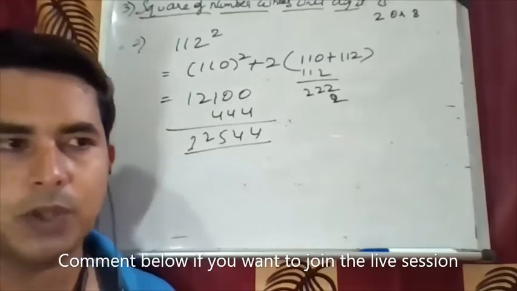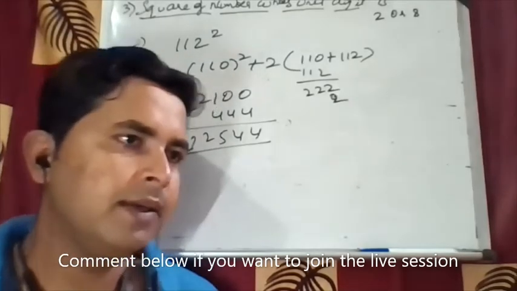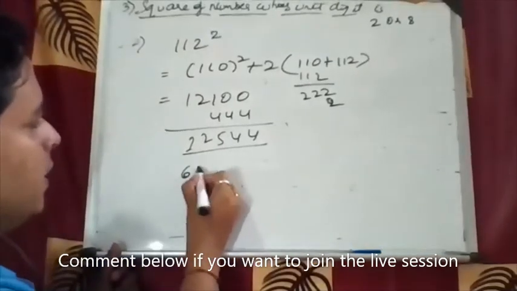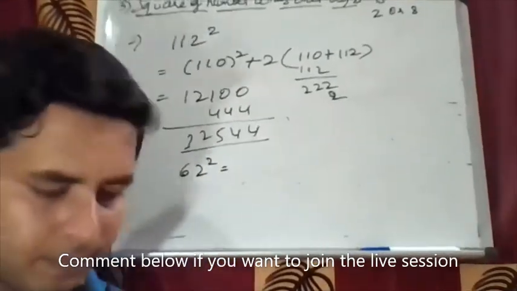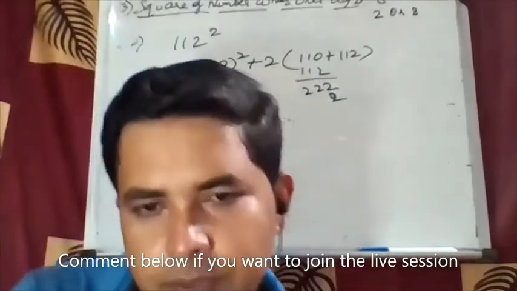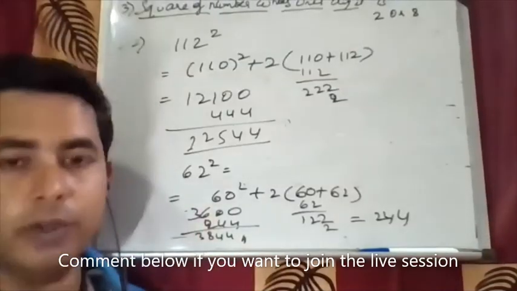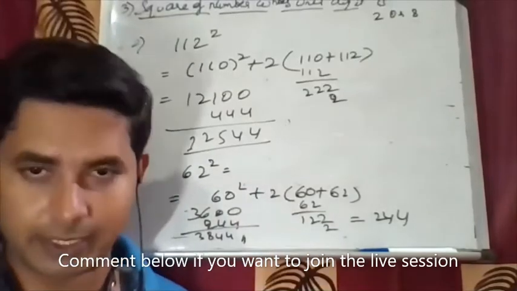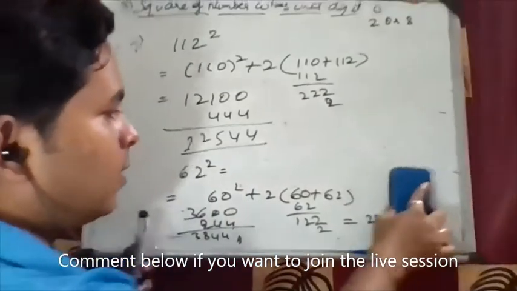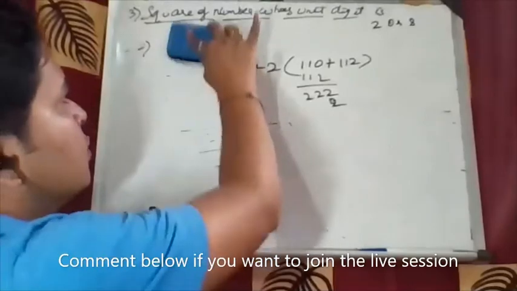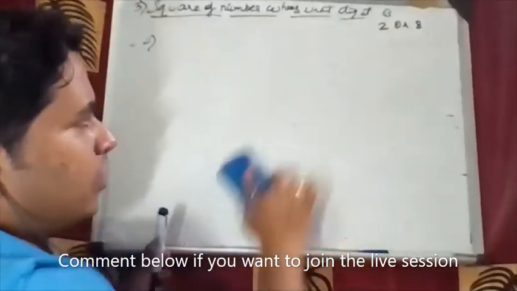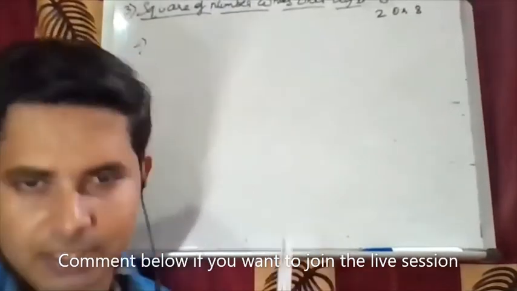Okay, I'll take one more example. You people try 62 square. Give me this value. Okay, this is the way to find it if the unit digit is 2. I taught you how to do it for unit digit 2. Now I'll take an example of how to find the square of a number whose unit digit is 8. That is also simple, the same method only.